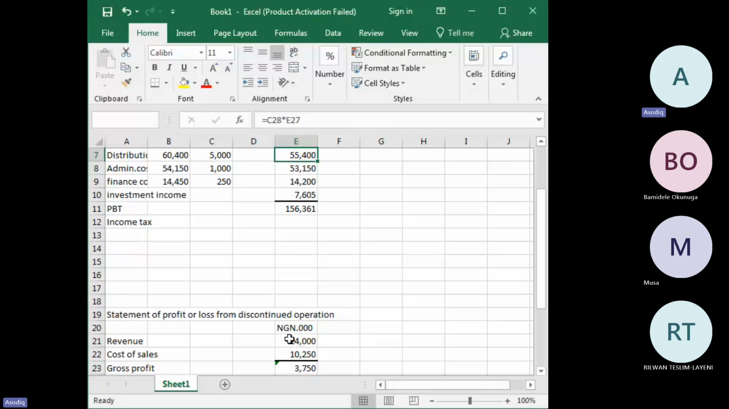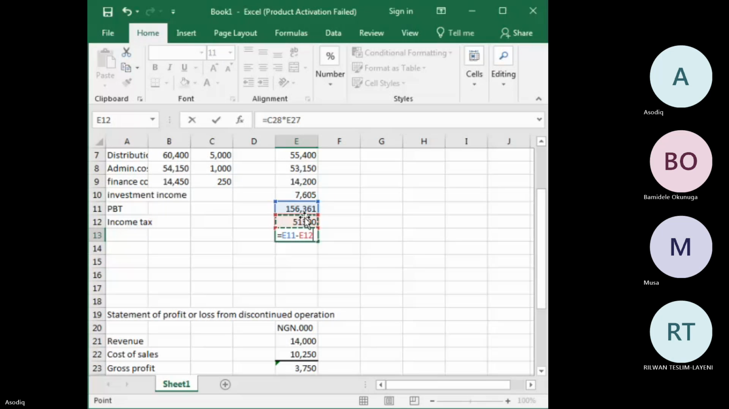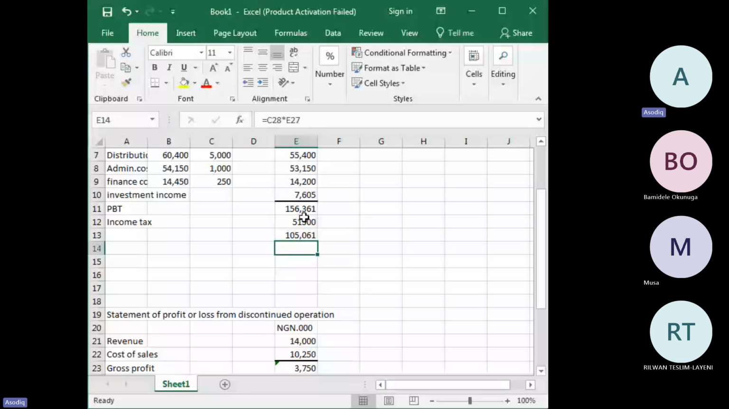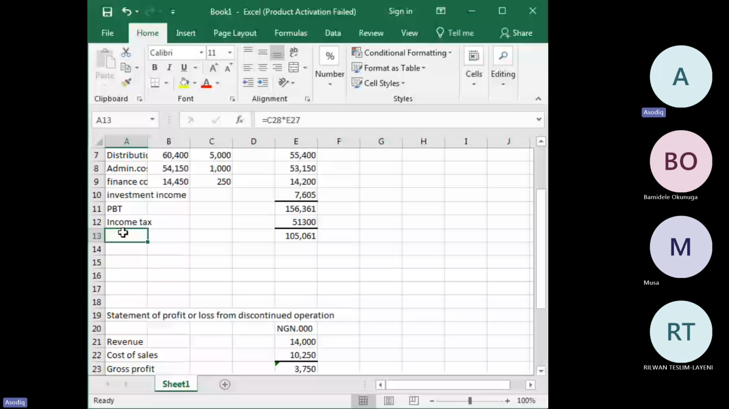But as far as the question is concerned, I have a loss on my profit. That means you are not going to pay any tax on that loss. So my previous income tax, I have 51,300. So 51,300. That means my profit will now be this minus this. I have my profit after tax. So if I have any profit, this is your profit after tax. It will now be what?